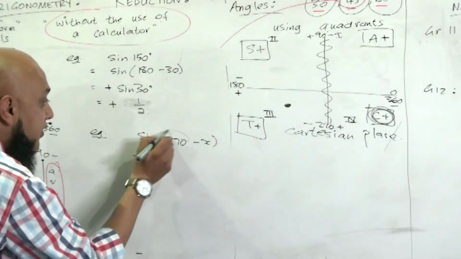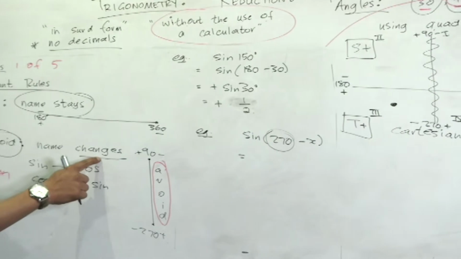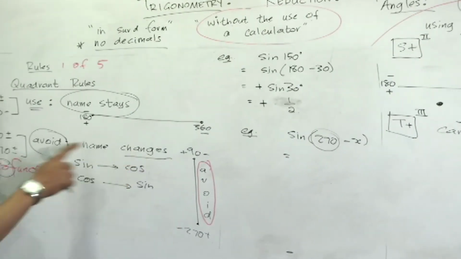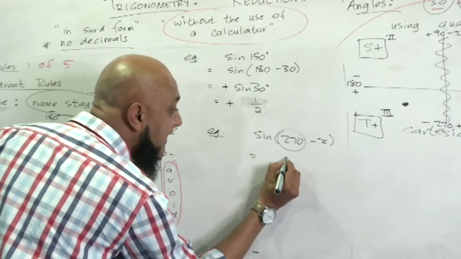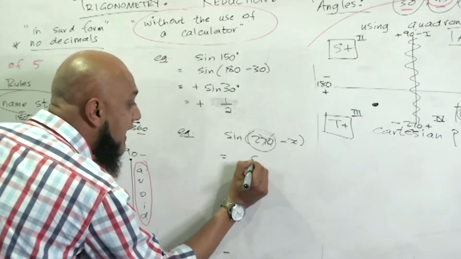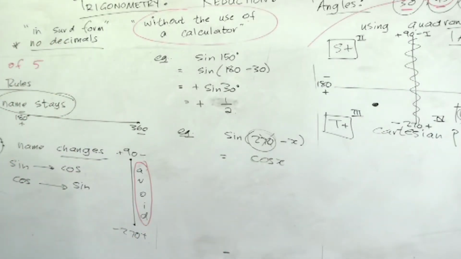But the name 270, does the name stay or does the name change? Yes, the name changes. What does it change? Sine changes to cosine. So now we say the quadrant falls away. We are now left with cos x. Sine 270 minus x is cos x.